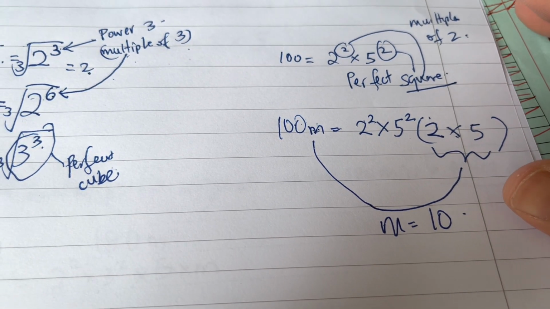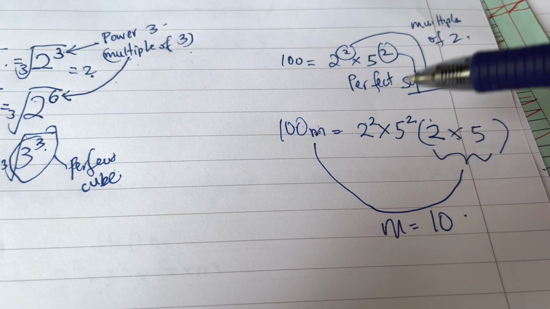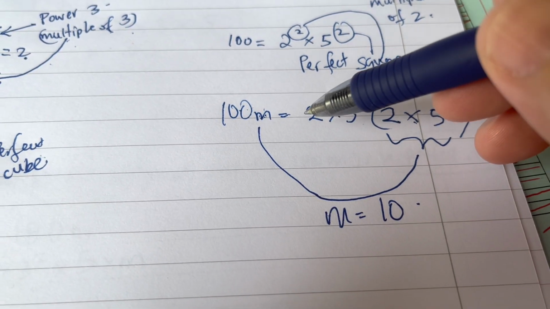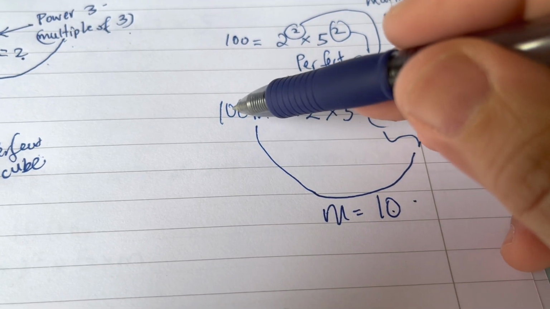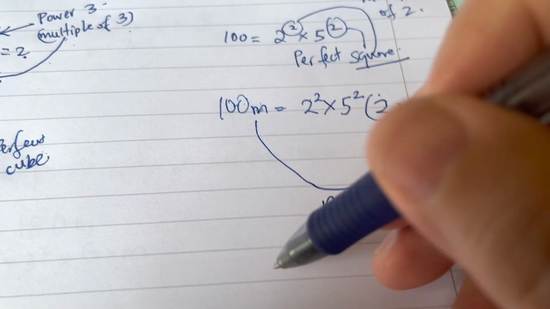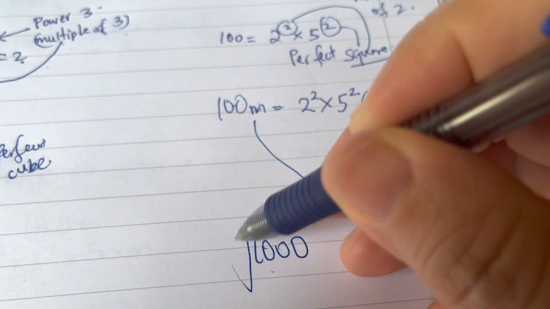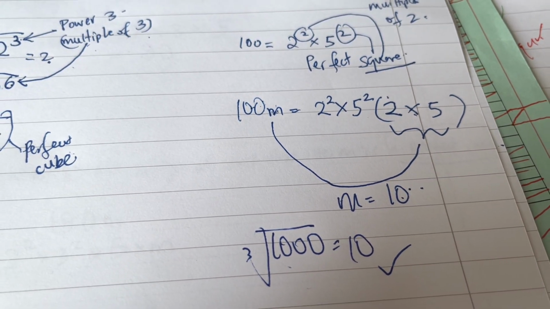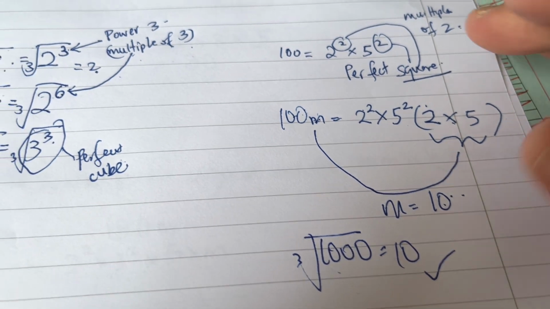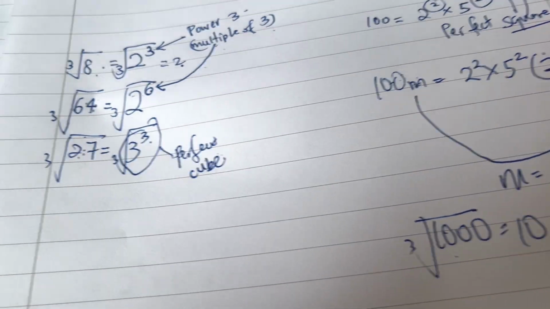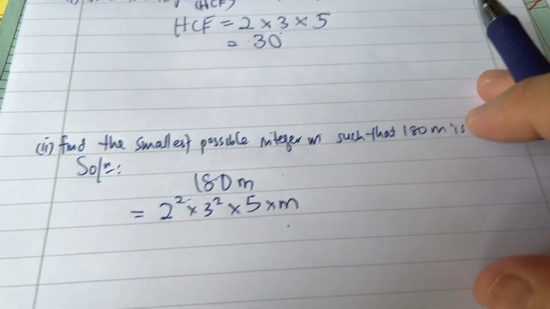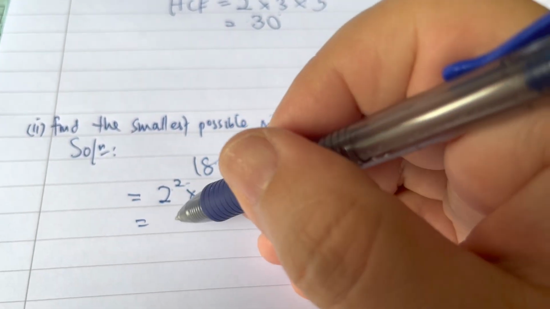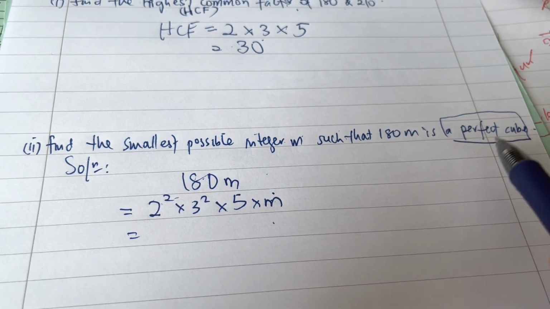Okay, now let's see whether you understand. Don't you agree 100 times 10 is 1000, right? 1000 you can cube root, and you get a very nice number, 10. Correct? So this is exactly what they are asking you here: what number should you multiply by such that you get a perfect cube?